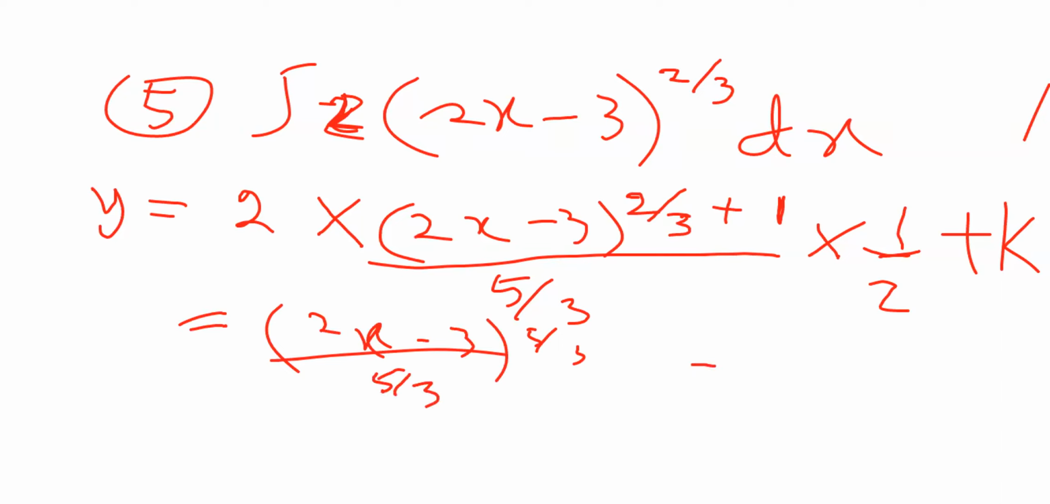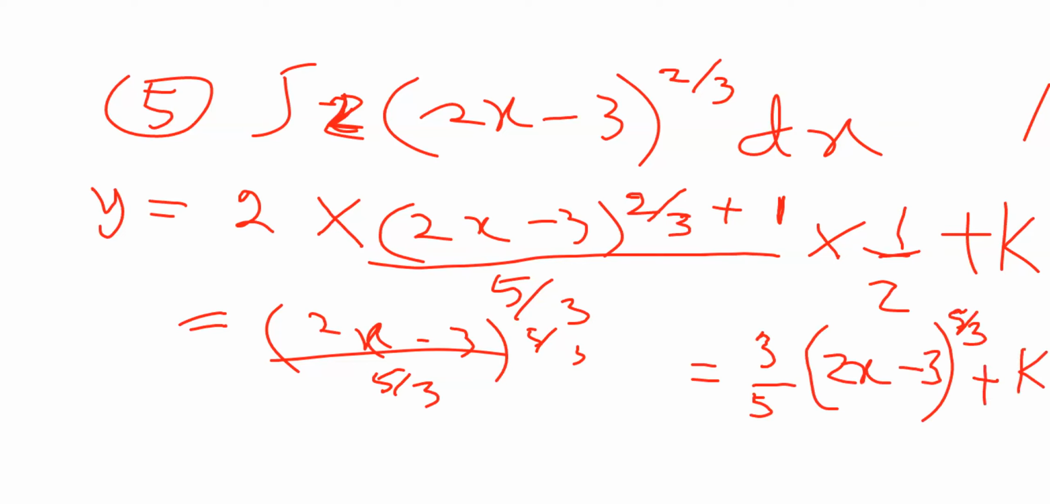Finally, I can turn things upside down. 5/3 becomes 3/5, into 2x minus 3 all raised to 5/3, plus k. And that's the final answer.